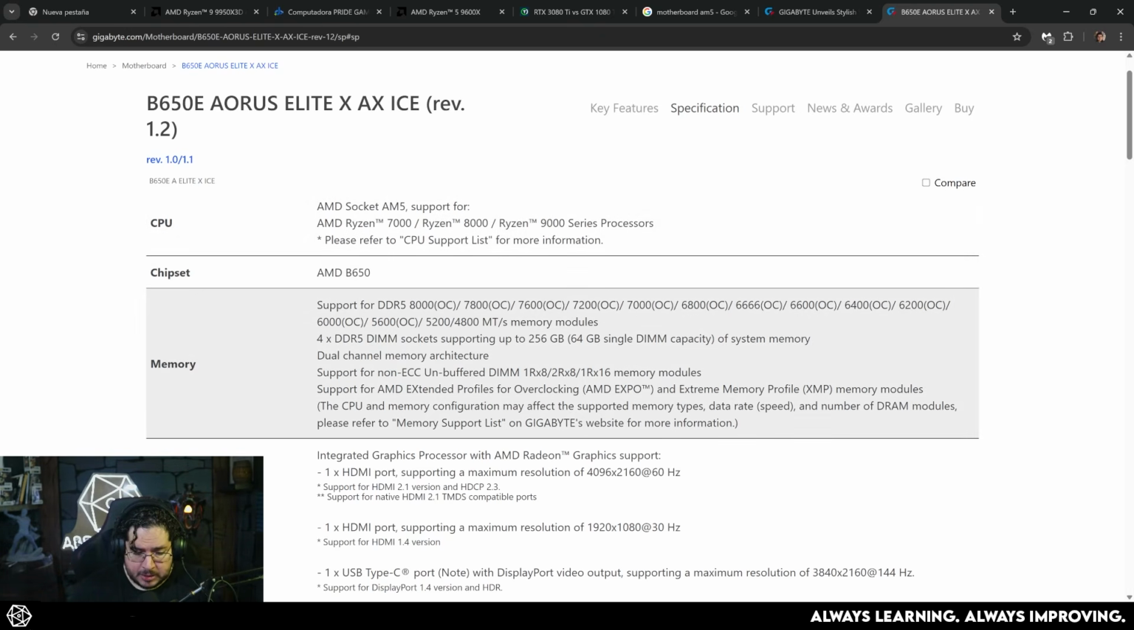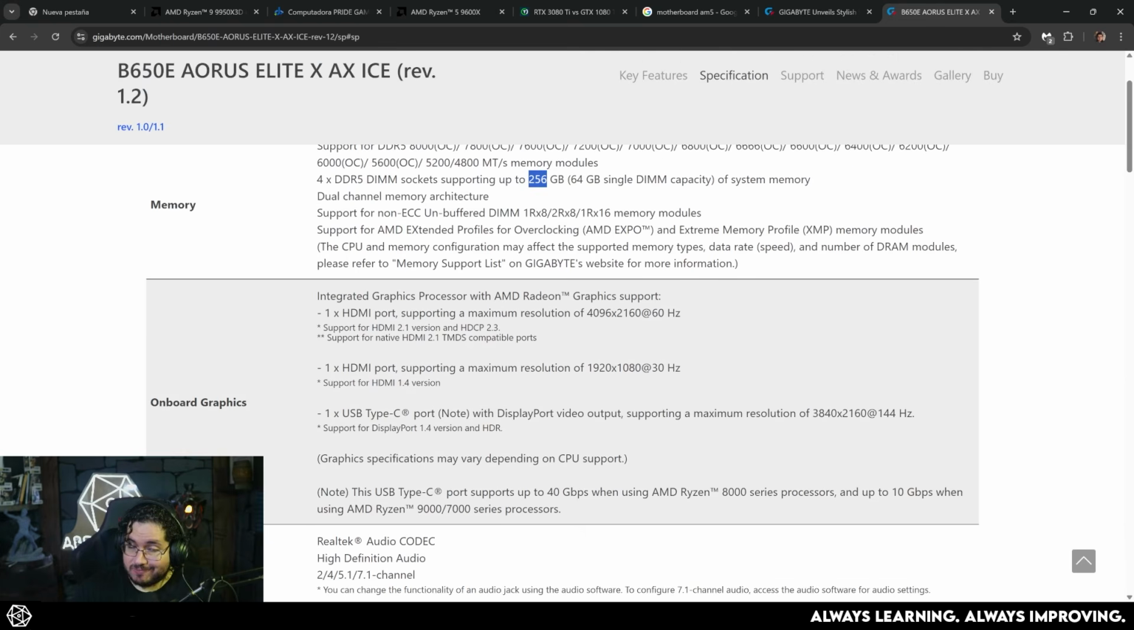So as you can see, it supports DDR5 with all of these different speeds, and it can have up to 256 gigabytes, meaning that you're going to have 4 64-gigabyte single DIMM capacity memories. So 256 gigabytes of RAM is completely overkill, especially again for the stuff that we usually do here in the channel. But if you want to go completely overboard, there you go. Make sure to check this, because if your motherboard does not support all of the elements that you want, we're going to have some issues.